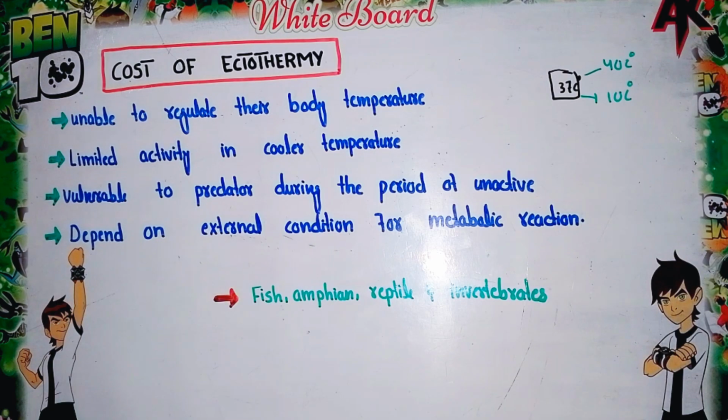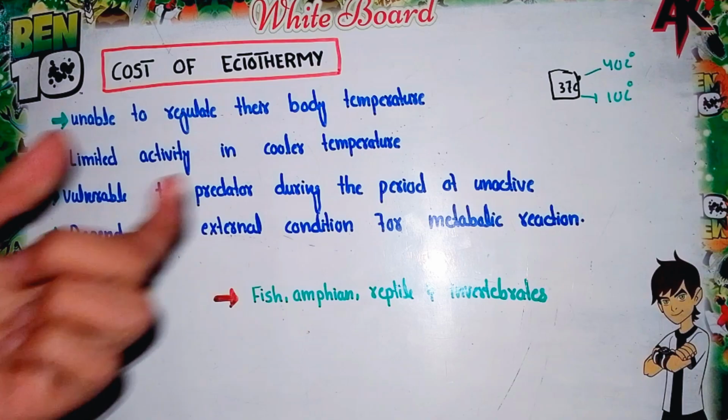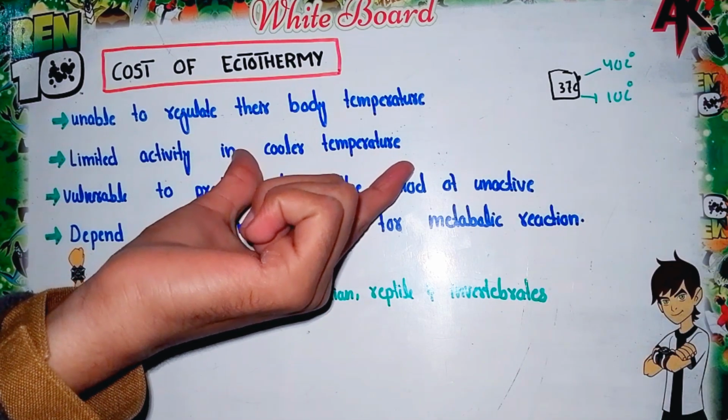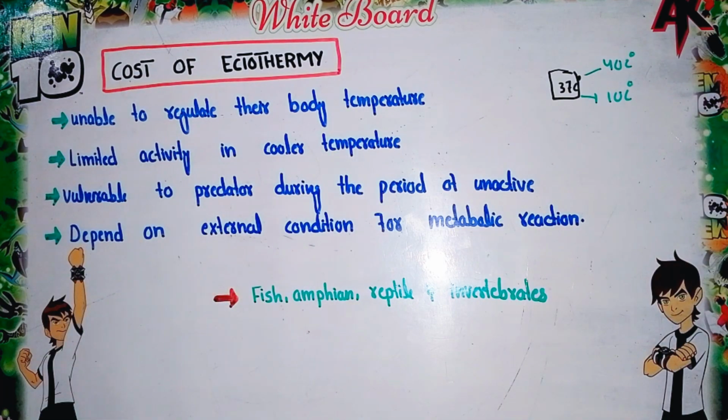Now the second one is limited activity in cooler temperature. When the temperature lowers, these organisms restrict their activity. Mainly the external temperature is responsible for their activity. When the temperature rises, these organisms become more active. When the temperature goes down, these organisms limit their activity.